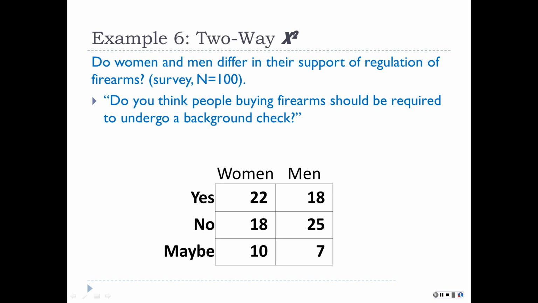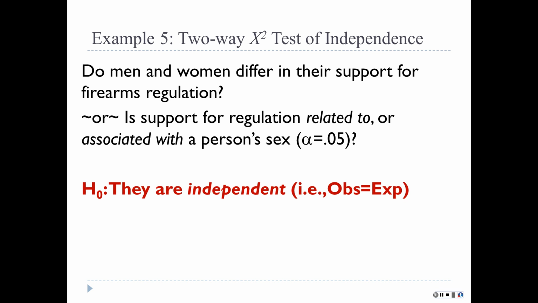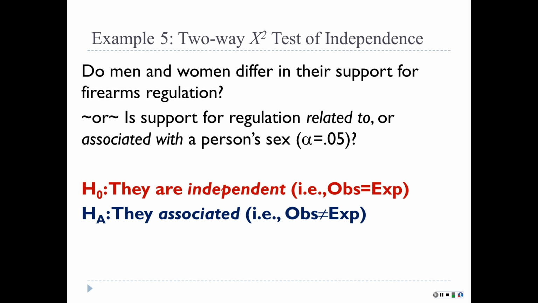Women and men. So first of all, I'd graph these using clustered bar charts. And then I would crank it out and do the calculations. So the hypotheses we're going to be working with is that those two variables are independent. So support for firearms and the participant's sex. So our research question could be, do men and women differ in their support of firearms regulation? Or it could be, is support for firearms regulation related to a person's sex, or is it associated with a person's sex? One of those two things.